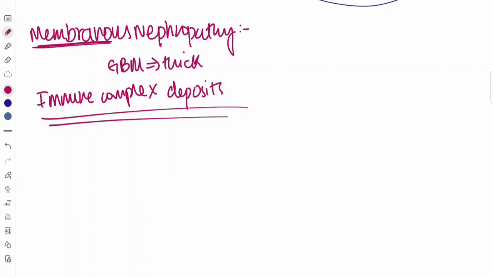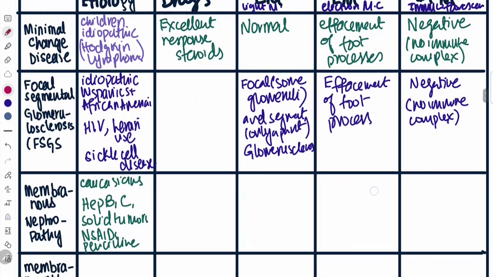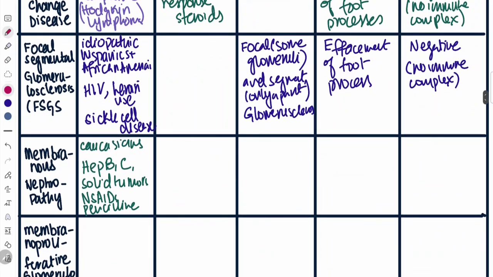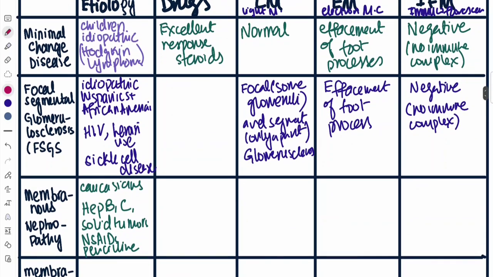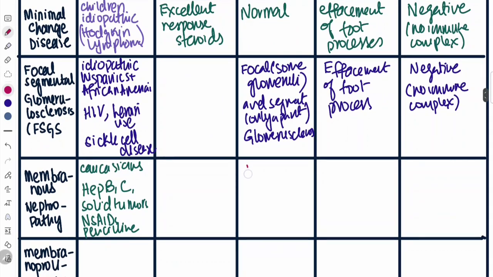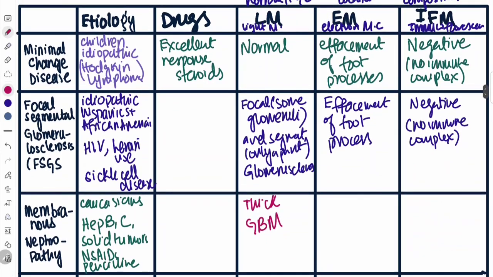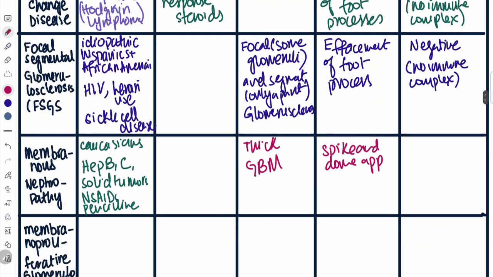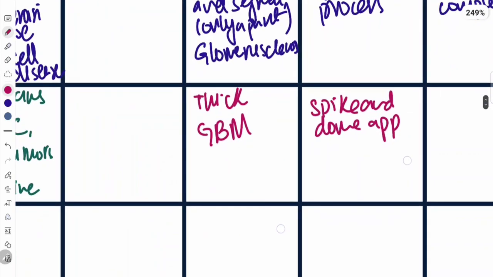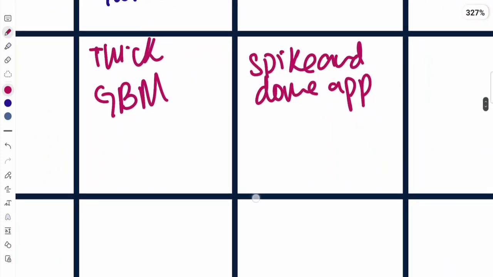Let's see what kind of immune deposits. I told you the etiology. Let's go up. Here for membranous nephropathy, for light microscope, what are you going to find on an H&E stain? A thick glomerular membrane. It will be a thick GBM. And then what is for electron microscope? Electron microscopic findings, you're going to find spike and dome appearance. So what is spike and dome appearance? Let me zoom here and I'll show you.